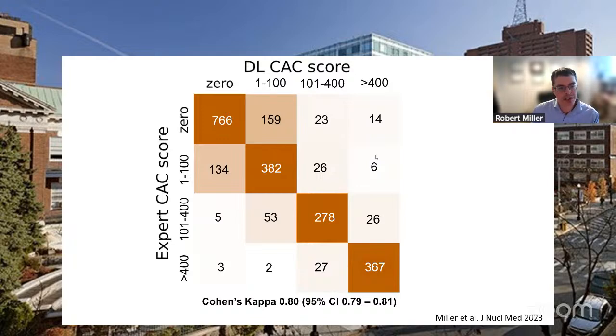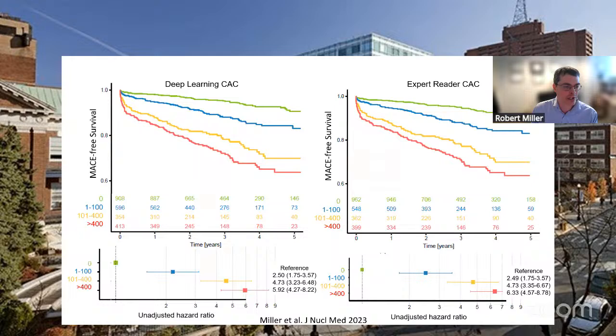But outside of just the classification, the real question is how well does this predict risk? This is looking at risk of MACE by those categories of coronary artery calcium, either by deep learning or expert reader. And what you can see is that there's similar risk stratification across the categories. And if you look at the hazard ratio between these different categories, you can see it's very similar between deep learning and expert reader.